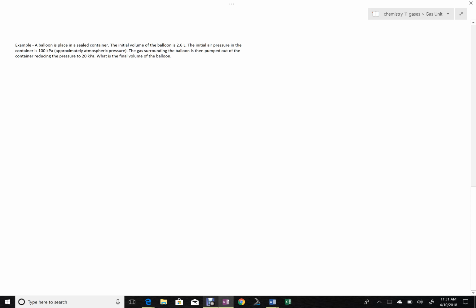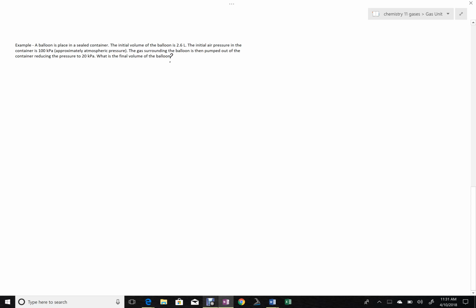Example: a balloon is placed in a sealed container. The initial volume of the balloon is 2.6 liters. The initial air pressure of the container is 100 kilopascals. The gas surrounding the balloon is then pumped out of the container, reducing the pressure to 20 kilopascals. What is the final volume? Yep, that should be a question mark. So here's a numerical example that will illustrate how we can use Boyle's Law mathematically.